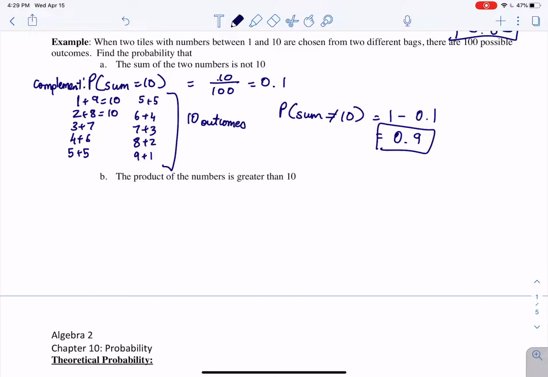Similarly, on this next one, now we want the product to be greater than 10. So we'll do the complement, where the product is less than or equal to 10.